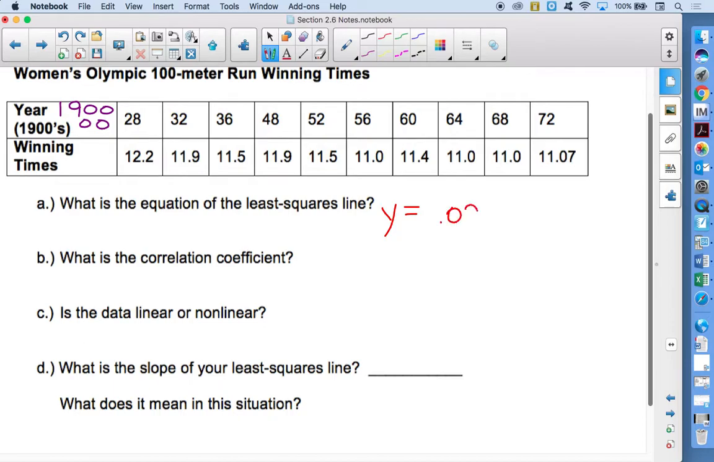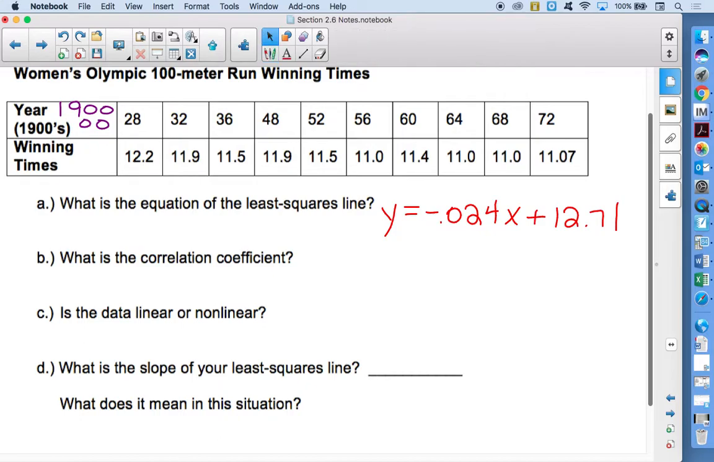So 0.024, positive or negative? Negative, and then 12.71. So then the correlation coefficient is your R value. Amanda, what do you have for R?